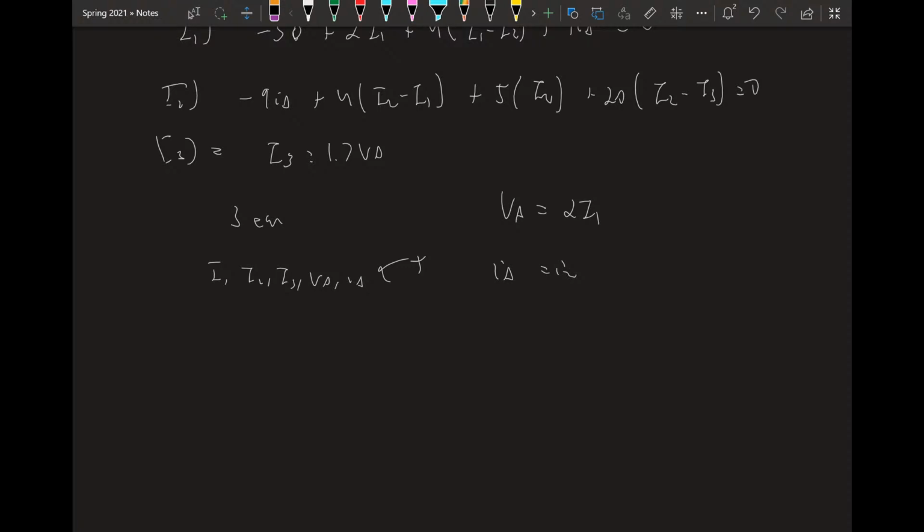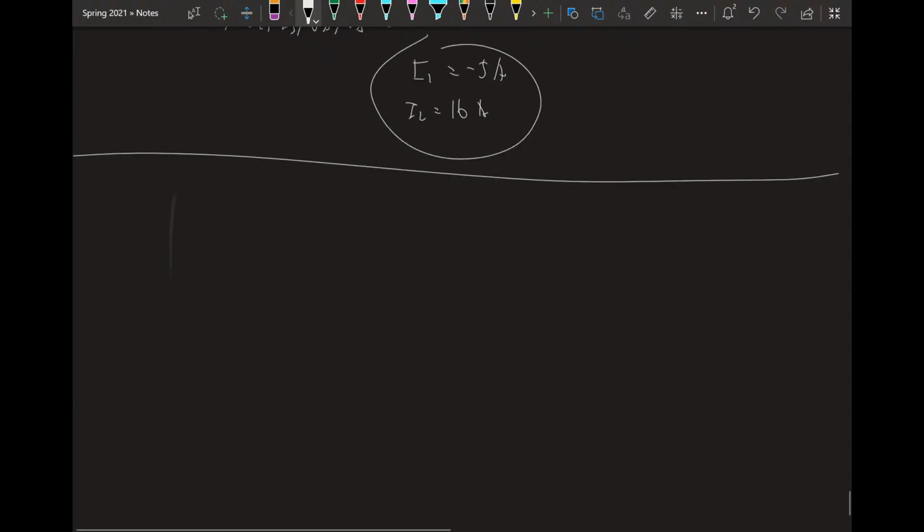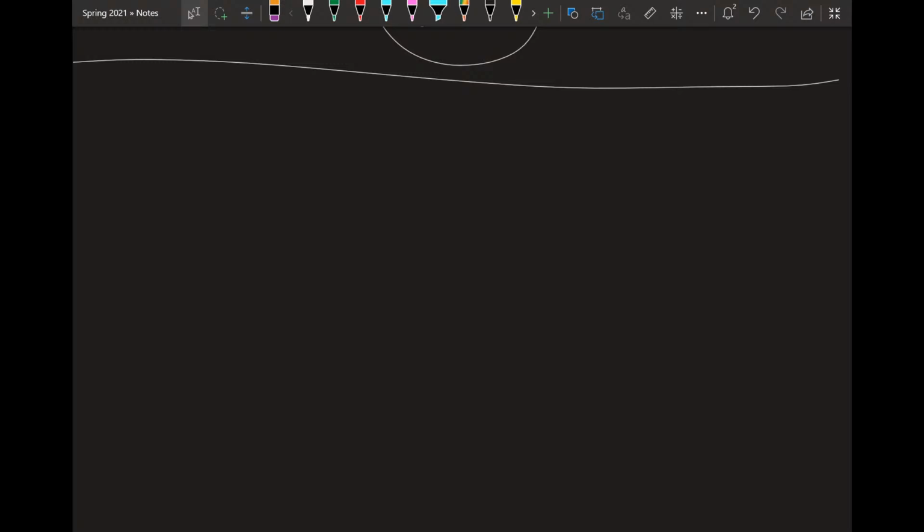And when you solve it using your favorite matrix solving method or favorite system solving method, I1 equals negative 5 amps and I2 equals 16 amps. And I'm not going to actually solve it for you since that's math. All right, that's mesh current. So now we're done with mesh current on no voltage. We're going to move on.